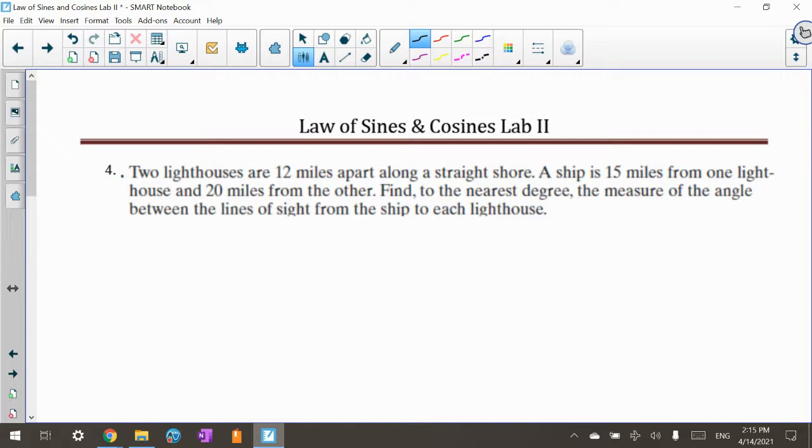let's draw this. There's two lighthouses, so let's do a straight shore right here. So here is our shore, and we're going to make them 12 miles apart. So here is one lighthouse. Okay, so here's a lighthouse here, and we'll do a lighthouse here. Okay, and they're 12 miles apart, so I'm going to do it right here. So it's right on the water.